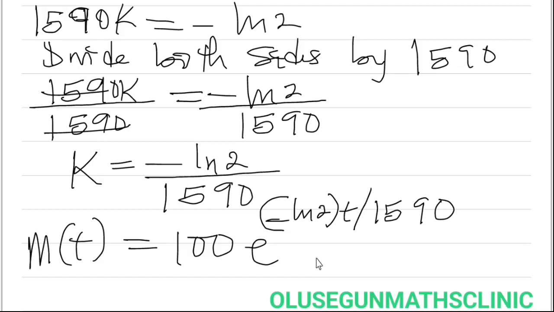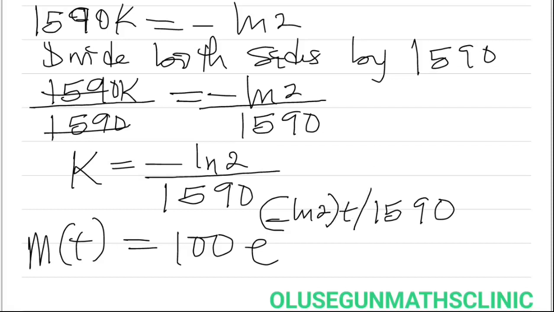Now the question says, what mass remains after 1,000 years? Remember, the half-life is 1,590 years. So we want to know what mass remains after 1,000 years. The only thing you do here is, where this t is, you just put 1,000.